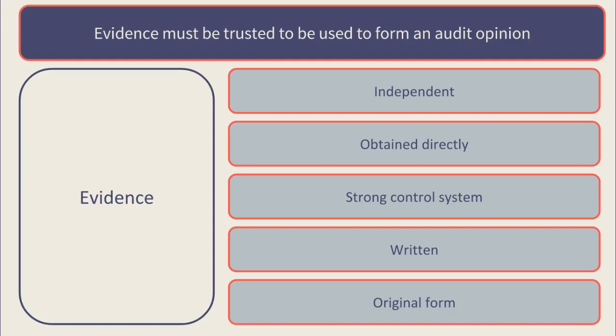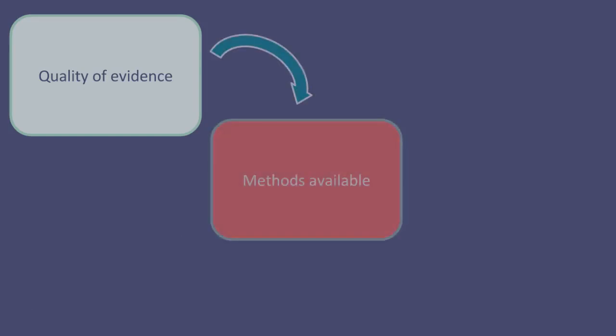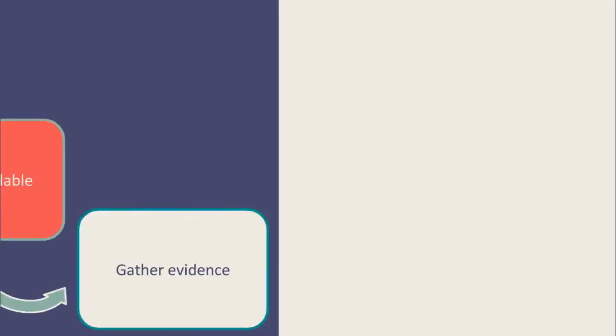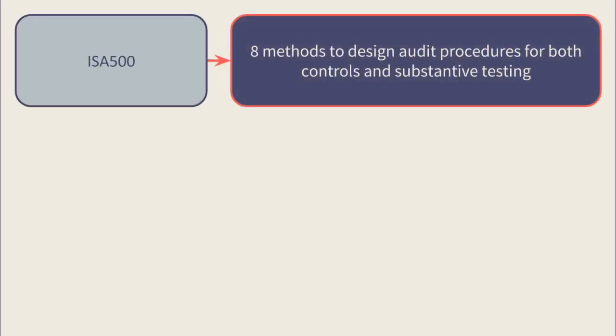There will be areas of the financial statements where this is difficult, and then more types of evidence will need to be collected. Now we have covered the quality of evidence, we must discuss the methods available to the auditor to gather this evidence. When designing audit procedures, there are methods available that should be used by the auditor. ISA 500 gives 8 methods that can be used to design audit procedures for both controls and substantive testing.